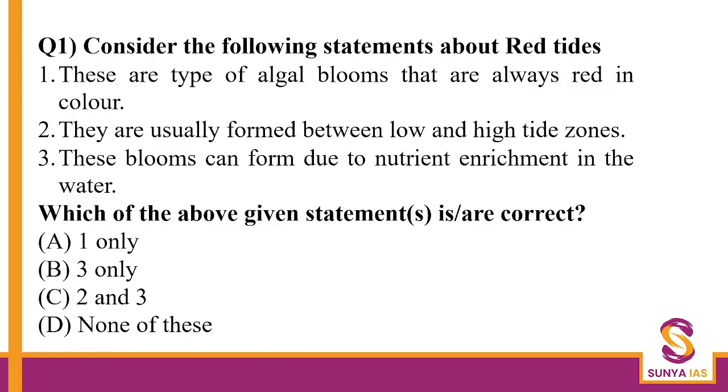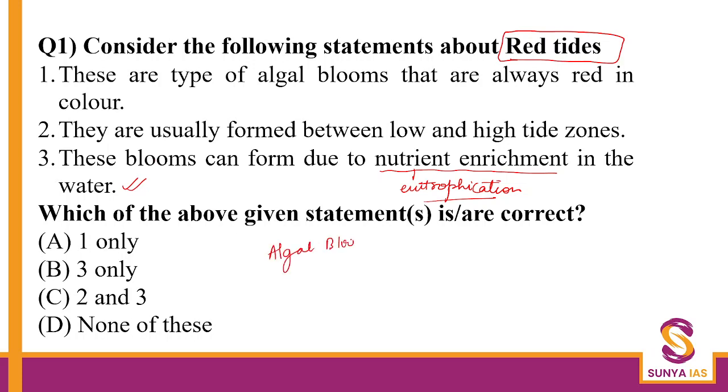So let us start. The first question is about a concept known as red tides. You have been given three statements. One, these are types of algal blooms that are always red in color. Two, they are formed between low tides and high tides. And the third is they can form due to nutrient enrichment. Now we know that nutrient enrichment is nothing but eutrophication. So yes, the third statement is definitely correct, because of eutrophication, algal blooms can occur.